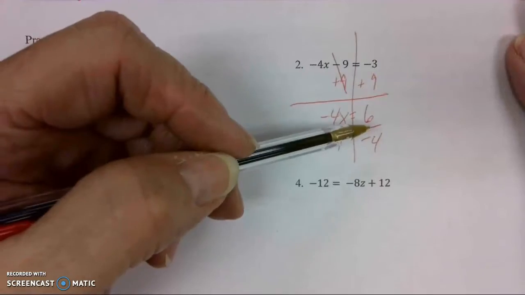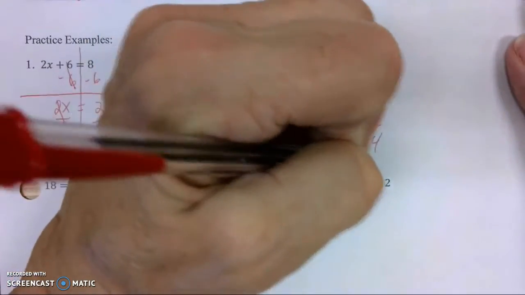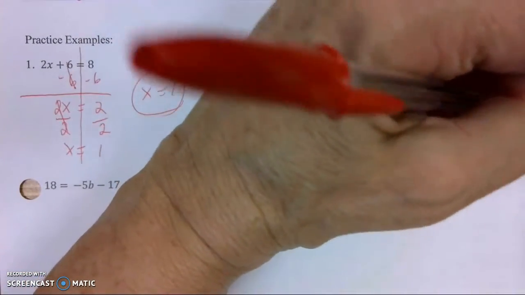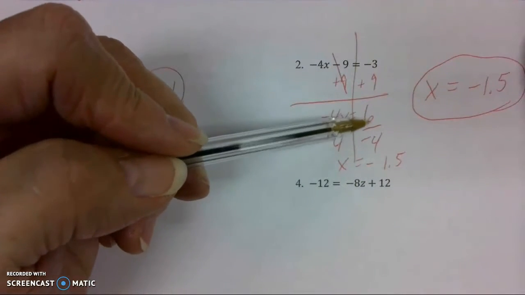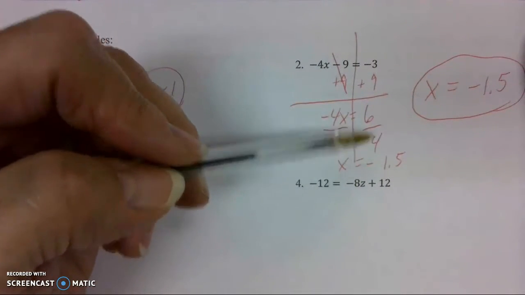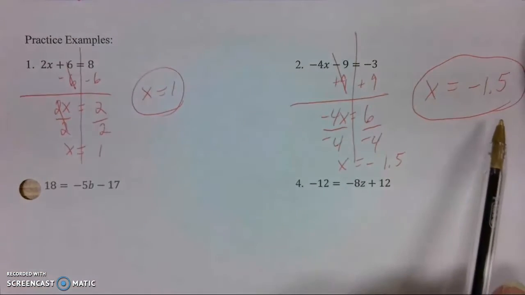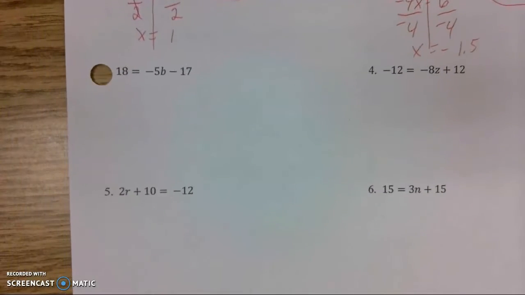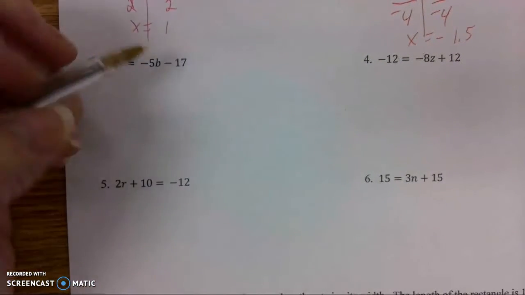Now, it's okay to end up with a fraction. When I divide 6 by negative 4, I'm going to get negative 1.5. x is equal to negative 1.5. You could also simplify this and make it negative 3 halves, and you could also leave it as an improper fraction. But this one divides through pretty easily. Now, notice on number 3 that my variable's on the other side. That's fine.